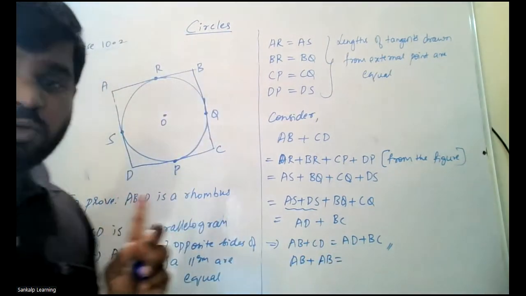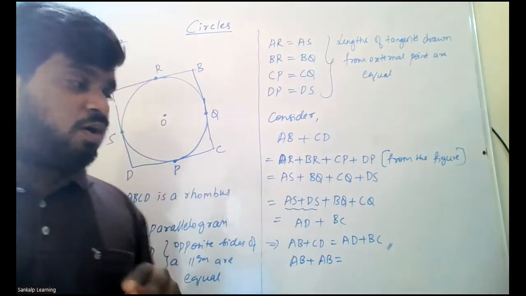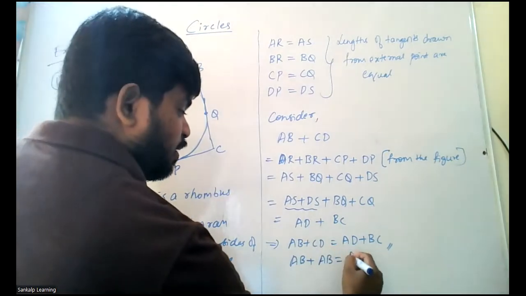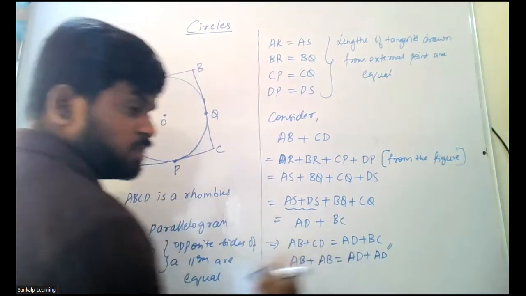In the previous question, I cannot do that because it's a quadrilateral. In a quadrilateral, opposite sides are not equal. But in a parallelogram, opposite sides are equal. So instead of CD, I can write AB. AD plus, instead of BC, I can write AD again because opposite sides are equal.